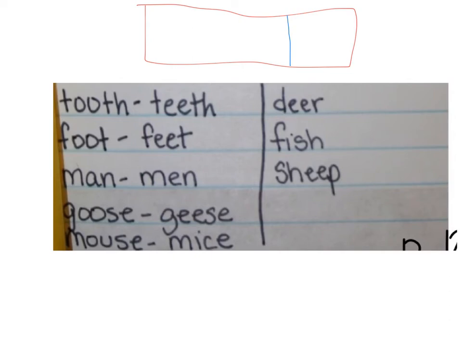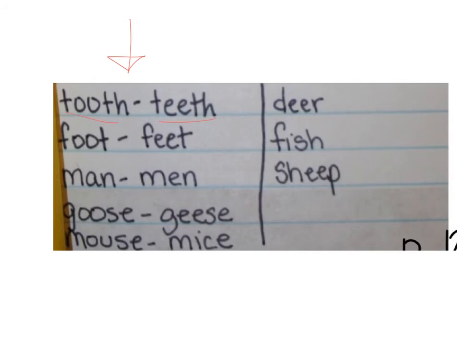Now that you have the line drawn, we're going to write some of these examples down. Remember, on the left side, you need to have the examples of the single and the plural. So 1 tooth, 2 teeth, 1 foot, 2 feet. Take a moment and copy the words down that are on the left side.